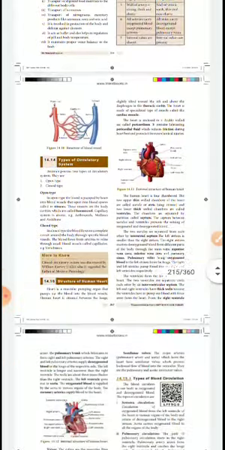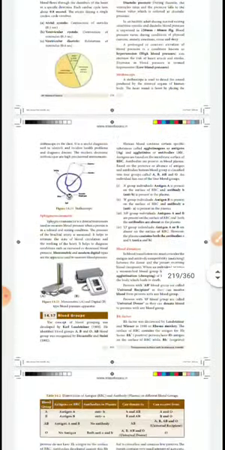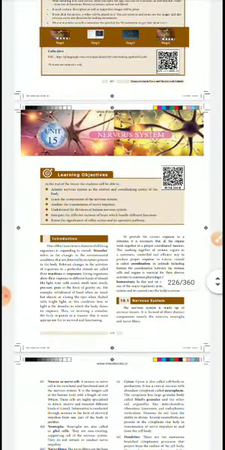Sorry ma'am, wait a minute, I missed that page, it is only one page. If I take it, I want to complete this, so please wait for us.